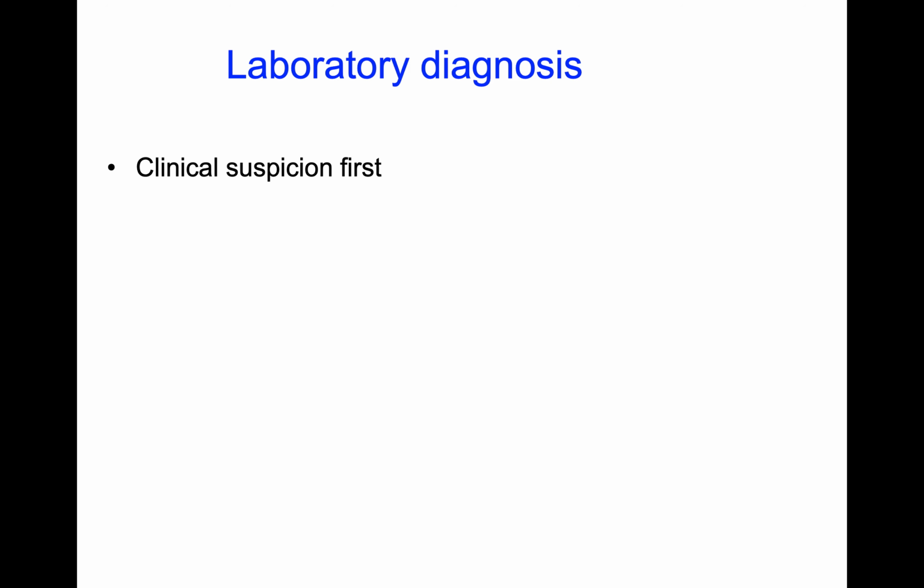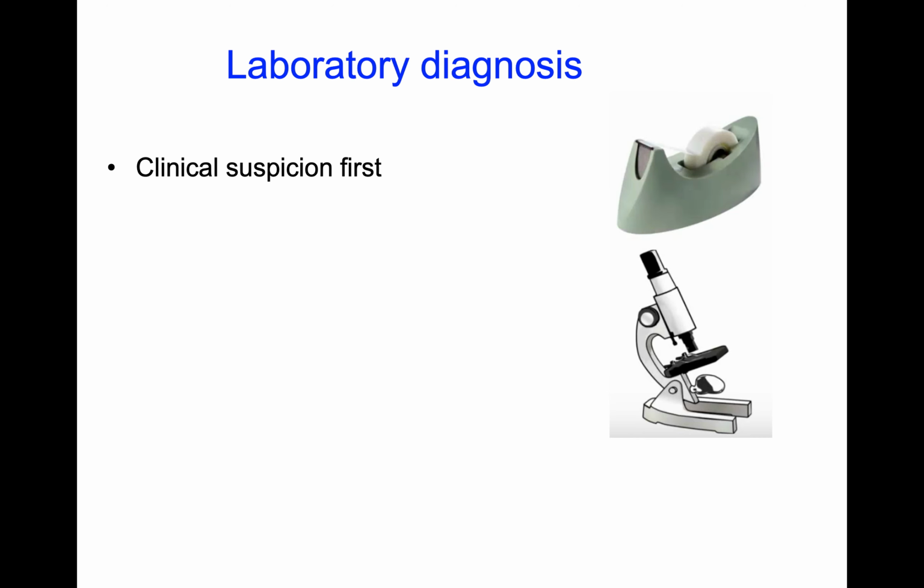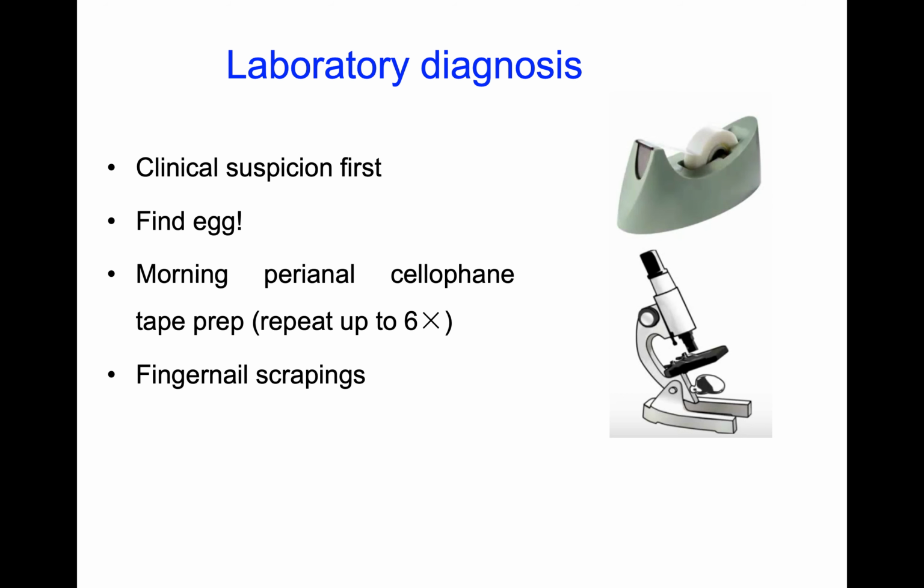Clinically, so how to make the diagnosis? You need to ask for the patient history, and you may have the clinical suspicion first. And then the tool you can use for identification is the scotch tape method. Use the scotch tape, stick it to the buttocks of the kid, and then take it back and use the microscope to check whether there are eggs. So you want to find the eggs.